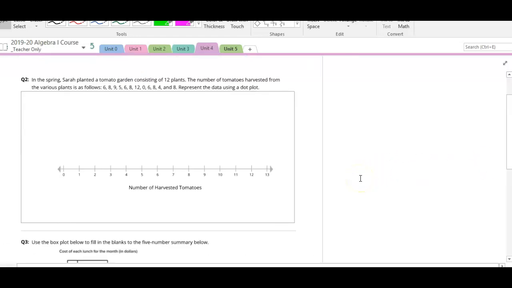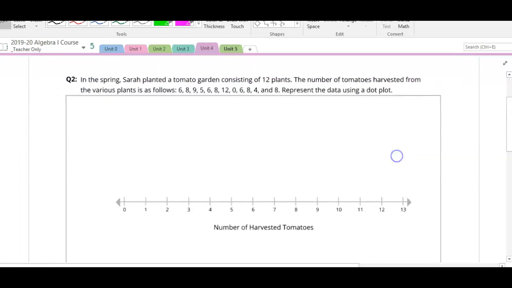Now we're going to make a dot plot. You've probably made many of these before. We're going to put a little circle or an X. I'm going to use an X because it works better with my computer. And we're going to do a frequency line plot or dot plot. So at the number 6, I'm going to record that, and then I'm going to mark it off so I know that I've done it.